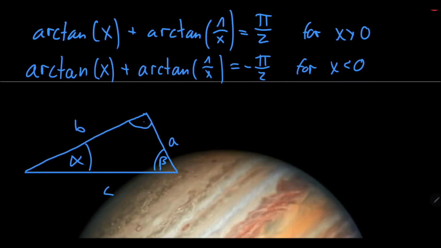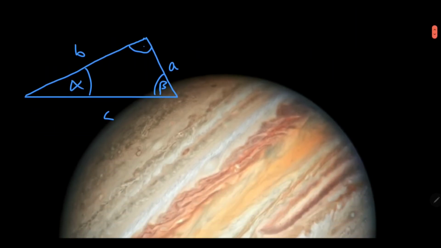In this video, we want to show a nice identity involving the arctan of x. We want to show that arctan of x plus arctan of 1 over x equals pi over 2 for x bigger than 0, and minus pi over 2 for x smaller than 0. And of course, we need to exclude the case that x is equal to 0, because then this expression here would be undefined.